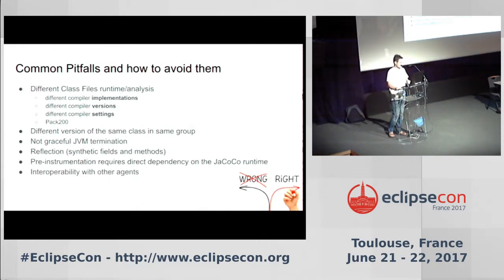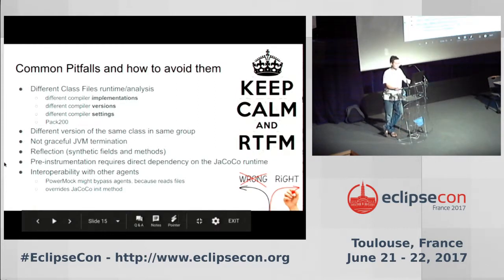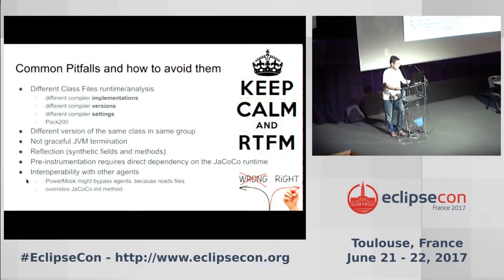There are some issues with interoperability with other agents. One of the common issues is the order of agents. The general recommendation is that the JaCoCo agent should be the first one, and then everything is going to work smoothly. There are some other agents like PowerMock. PowerMock is a strange beast. It bypasses other agents and goes to disk to read class files. So JaCoCo has no chance to modify the loaded class files. It has some other issues. It also overrides internals of JaCoCo and so on. But don't worry. Read our documentation. In the case of PowerMock, we are in contact with the developer of PowerMock. We are hoping to resolve this issue.